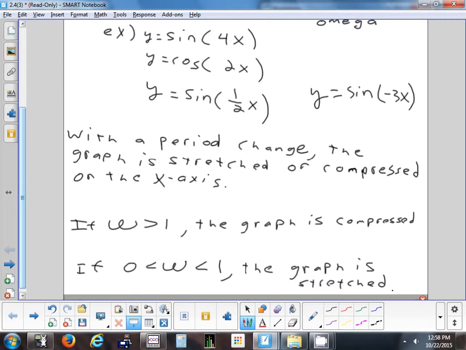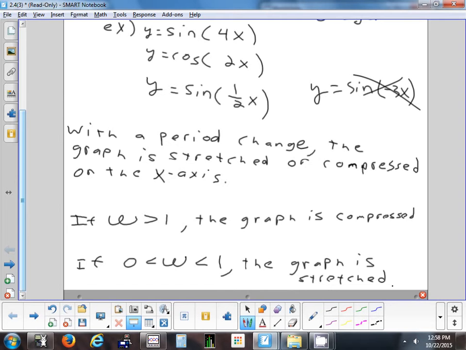We could, we're just not. Right? So you won't have to worry about negatives in front of x. It's either going to be bigger than 1 or between 0 and 1, like that.